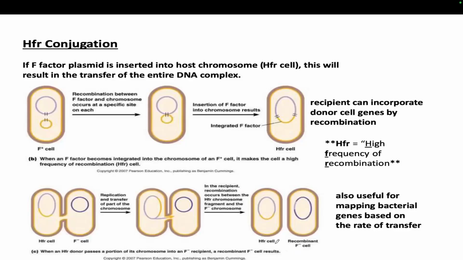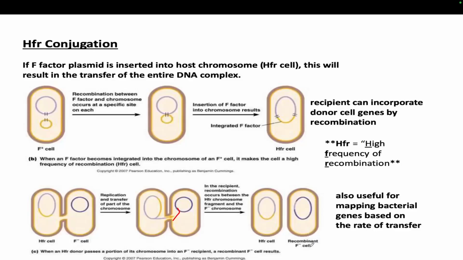So it will be the HFR cell and the recombinant F negative cell only. Why? Because when it is transferring from the HFR cell to the recipient cell, which does not have the F factor, it takes time. Only once it is completely transferred can we say it will be an F positive cell or an HFR cell. But before completing this process, the conjugation tube breaks. That's why it remains an HFR cell and a recombinant F negative cell.